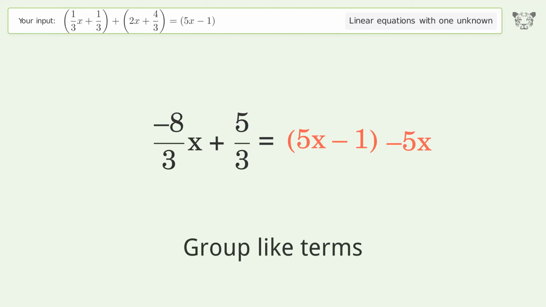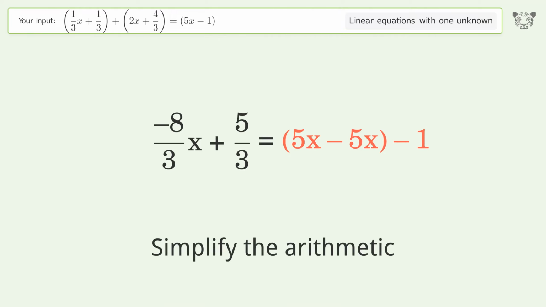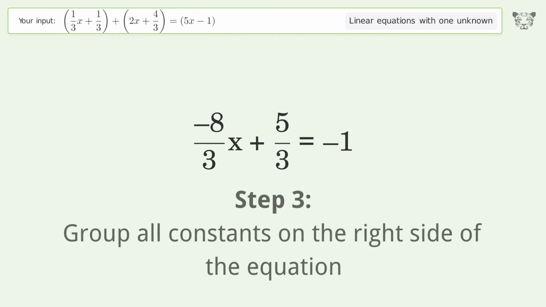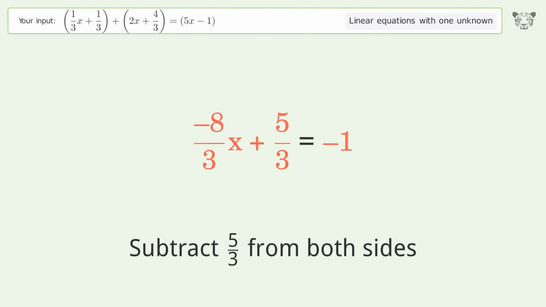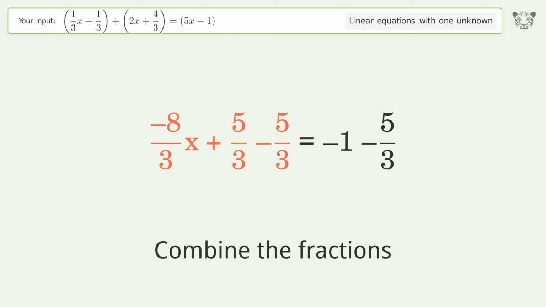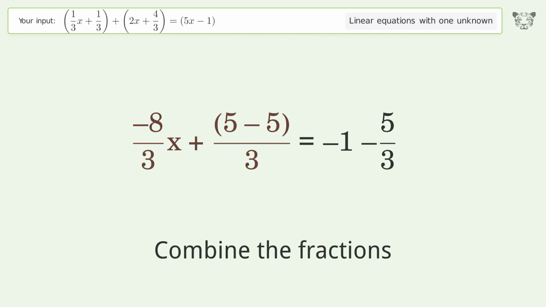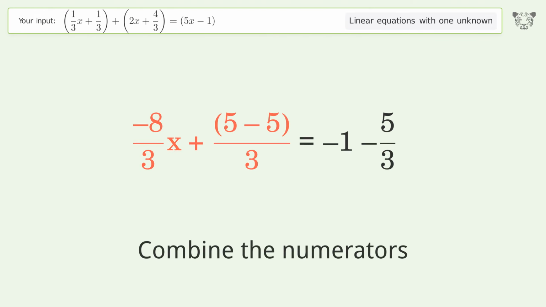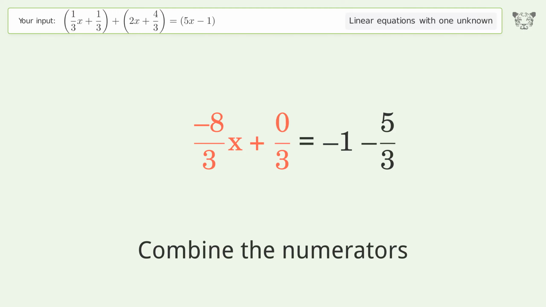Group like terms. Simplify the arithmetic. Group all constants on the right side of the equation. Subtract 5/3 from both sides. Combine the fractions. Combine the numerators. Reduce the zero numerator.